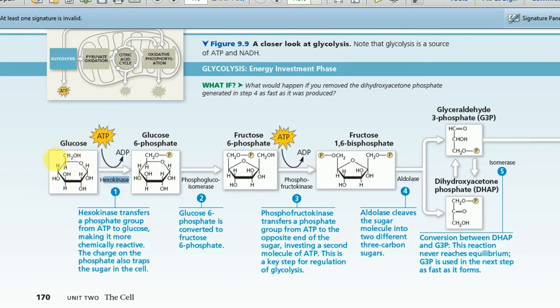So this is the structure of glucose. The phosphate goes to attach on carbon number 6. From here you can count carbon number 1, number 2, number 3, number 4, number 5, number 6. So phosphate attaches on carbon number 6, and because of that, it is glucose 6 phosphate.